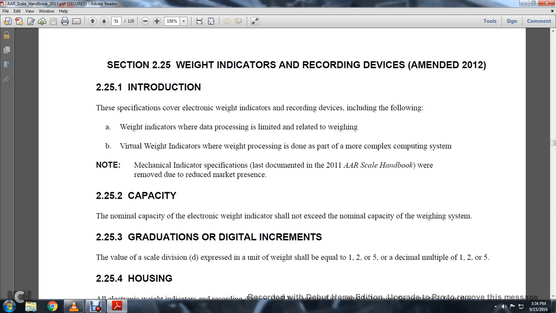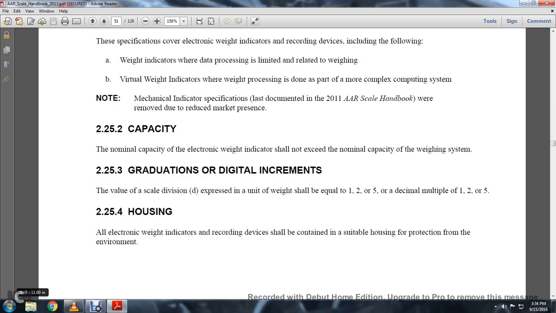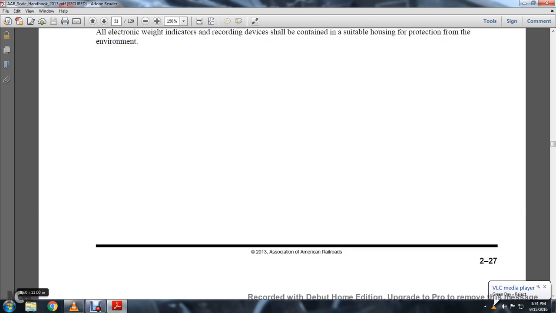225.2 Capacity. The nominal capacity of electronic weight indicators should not exceed the nominal capacity of the weighing system. 225.3 Graduated digital increments. The value of the scale division expressed in the unit of weight shall be 1, 2, or 5, or a decimal multiple of 1, 2, or 5. 225.4 Housing. The electronic weight indicator with recording device shall be contained in a suitable housing for protection from the environment.